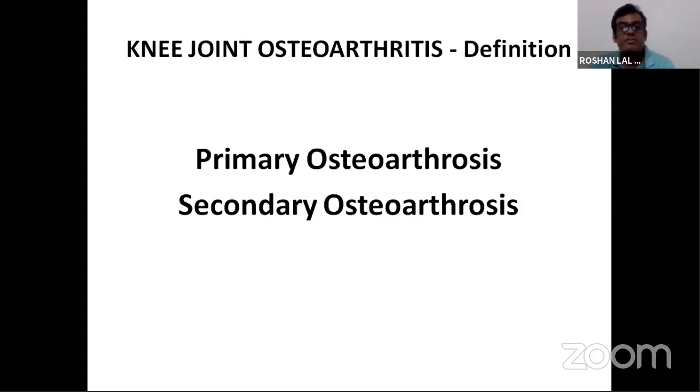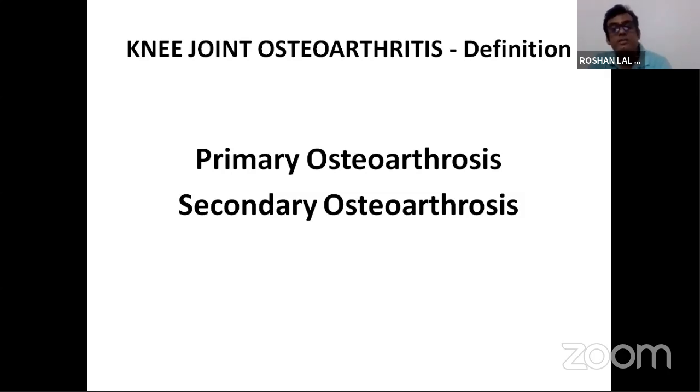The first structure involved in osteoarthritis is the cartilage. And destruction of the cartilage usually starts after the fifth decade of life. This is a normal phenomenon which cannot be stopped. Primary osteoarthritis is a normal phenomenon which has to occur after the fifth decade of life, and all individuals will be affected if they live long. So it's a normal phenomenon, nobody can stop it. We can delay the process.